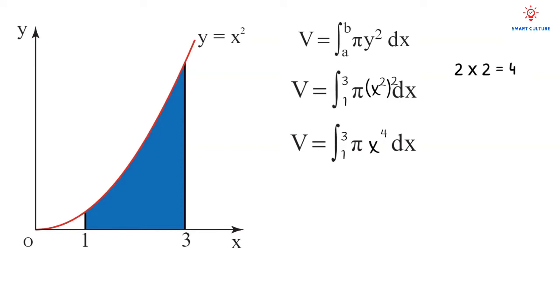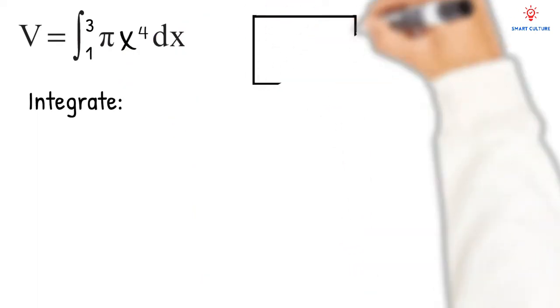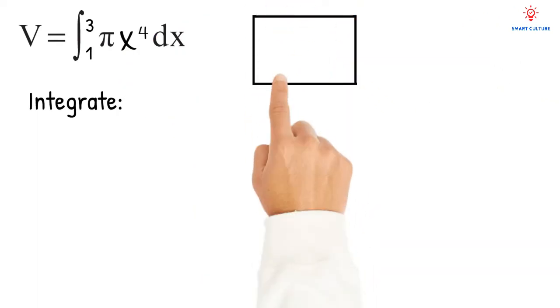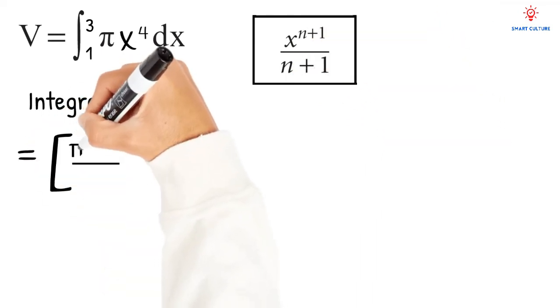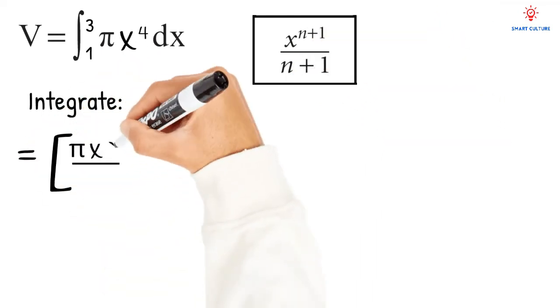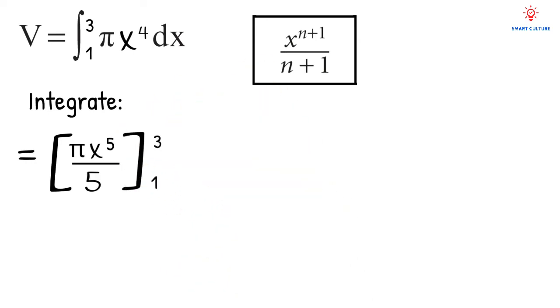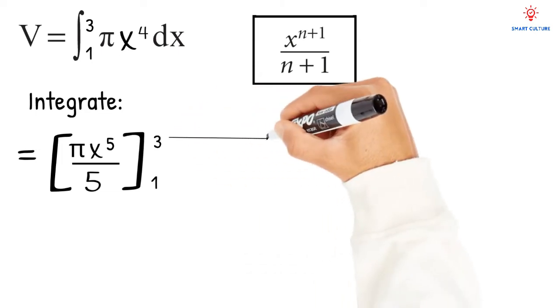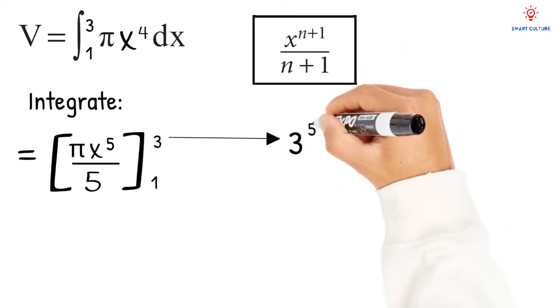So the next step is to integrate. Now remember, if you want to integrate, you have to use this formula. So if we apply this formula, we get pi x to the power of 5 divided by 5 from x is equal to 1 to x is equal to 3. Now let's substitute the value of 3 into this formula.